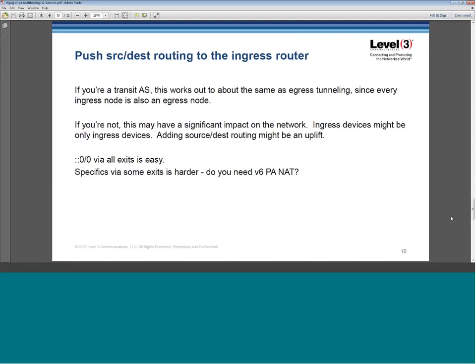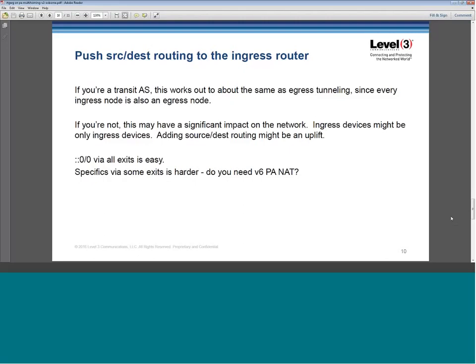So you can push source destination routing to the ingress router. This is the first router in the enterprise network that sees the packet, and have it do some left-right intelligence there. If you're a transit AS, if you are in that cloud of blobs I drew earlier, if you're the guy in the middle, well, what's an ingress router versus an egress router? Some people do this differently, but for many providers, customers come in anywhere and can go out anywhere. So there is less of an ingress-egress function, whereas if you're an enterprise, you may have wiring closet first-hop switches that are ingress routers, and your egress is decidedly bigger iron than that. So if you're a transit AS, doing it in the ingress, doing the egress is kind of about the same. If you're not, if you're an enterprise, this might have a significant impact on the network.